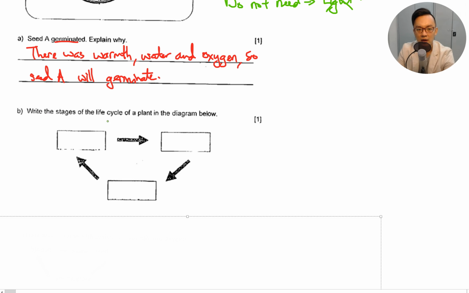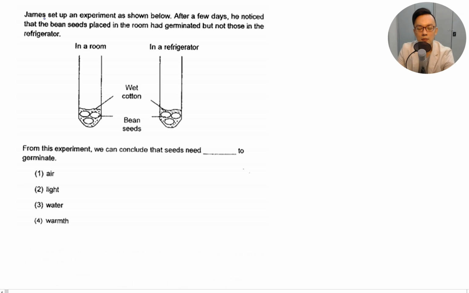Write the stages of the life cycle of a plant in the diagram below. So you have first the seed, which becomes the young plant, which becomes the adult plant. All right, so seed to young plant to adult plant. Let me just write this properly. A-D-U-L-T, adult plant.